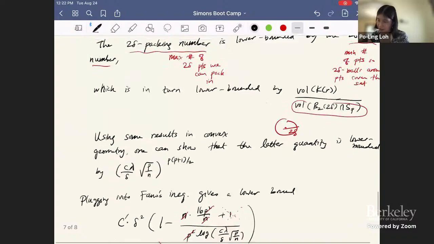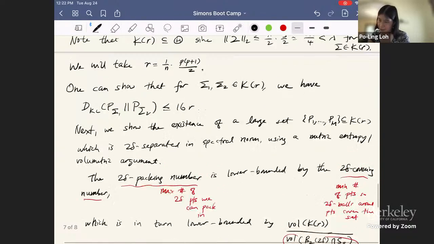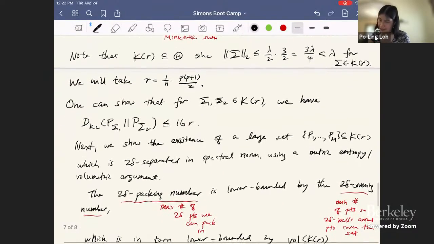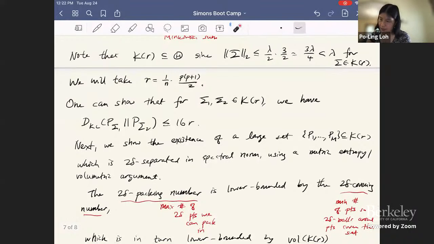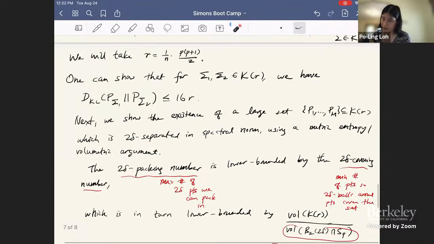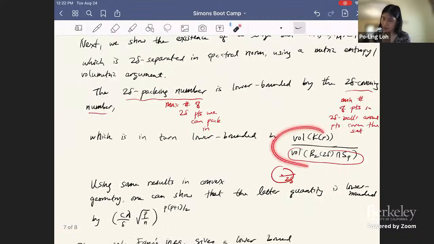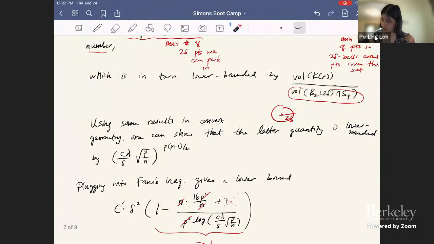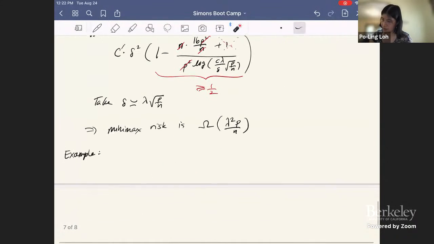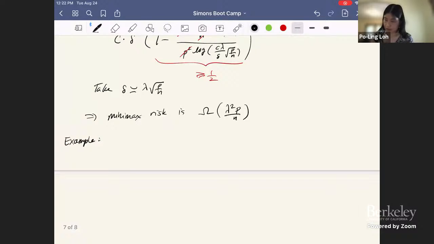Well, what did we learn is that in this case, as I said, we constructed a set so that all of the pairwise KL divergences were bounded, and therefore we just had to calculate the size of a 2 delta separated set. And although it was somewhat complicated, we were able to go through a volume argument, which leads to the final result. Okay, so let's see one more example.